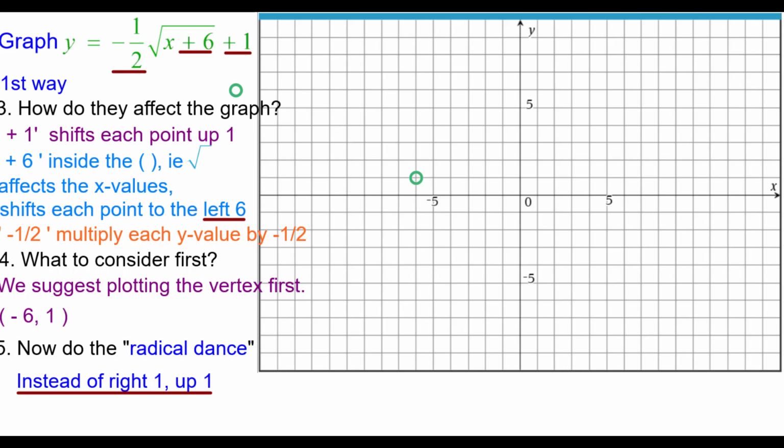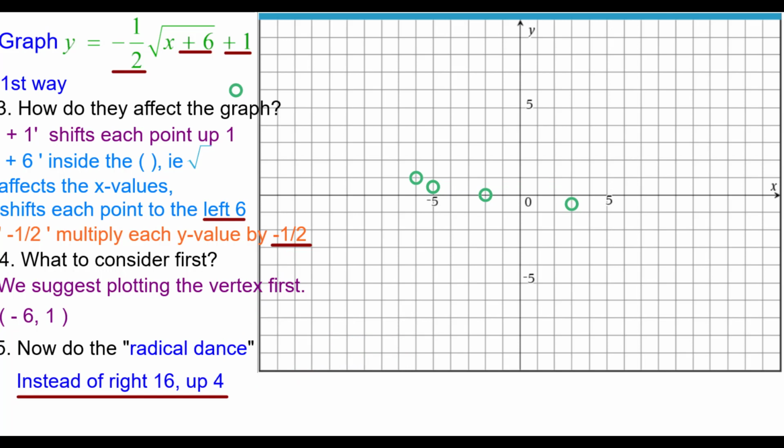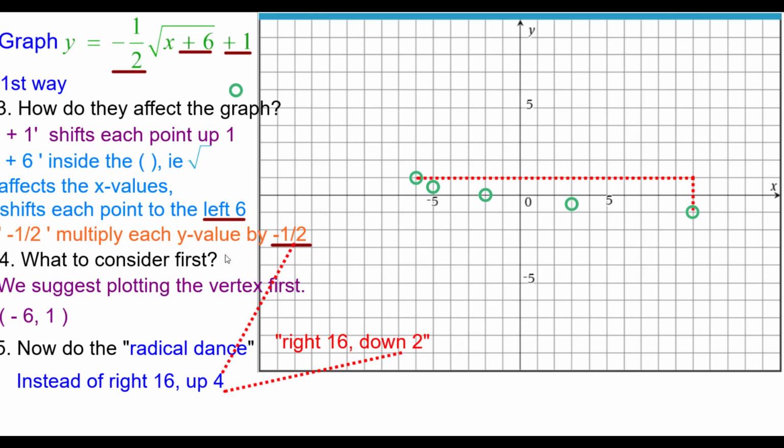So instead of right 1, up 1, we're going to go right 1, down 1/2, because that negative 1/2 times 1 is negative 1/2. So it flips it down. Instead of right 4, up 2, it'll be right 4, down only 1. Half of 2 is 1. It goes down because of the negative. Instead of right 9, up 3, it'll be right 9, but down 3/2. And instead of right 16, up 4, it'll be right 16, but down 2. Negative 1/2 times 4 is negative 2, down 2.